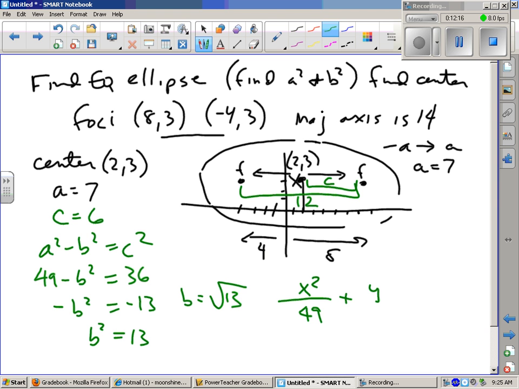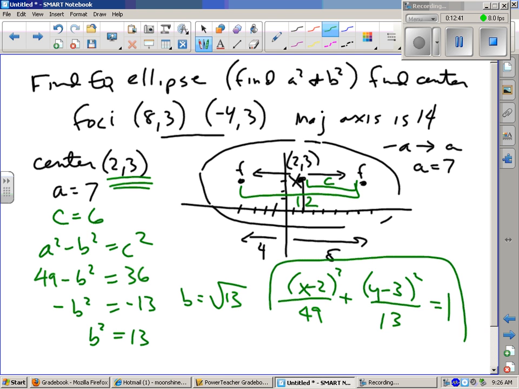Oops, I forgot to put the center in here. So I need the center. Let's put b in there first. b squared is 13, so I'll put that here. And I've got to put my center in. (2, 3) is the center, so negative 2 and negative 3. And then it's always equal to 1. So voila. There you go, if it's not on center.